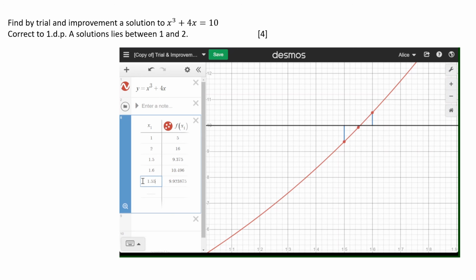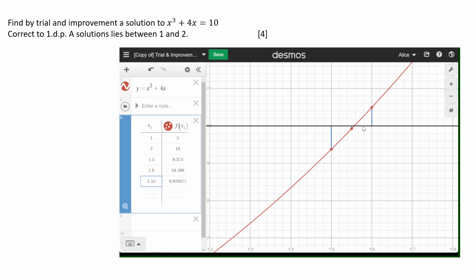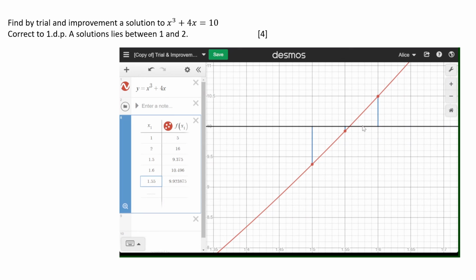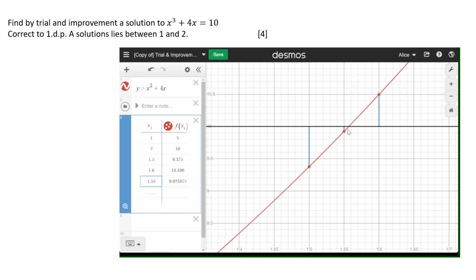So then I can go to my 1.55, and again you can see that it's below it. And so that value we want where it crosses that black line is somewhere in between 1.55 and 1.6. So 1.6 is my answer to 1 decimal place.